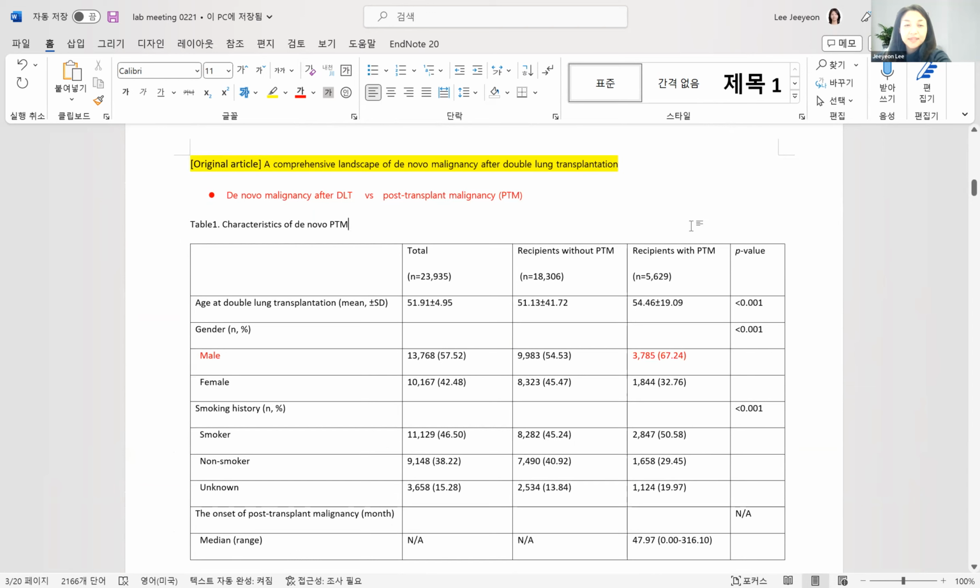And these days I'm working with Andrew mostly on the comprehensive landscape of de novo malignancy after double lung transplantation. So first of all, I want to make sure, do you prefer to use de novo malignancy after double lung transplantation or post-transplant malignancy? Because I need to decide the term to write the article.